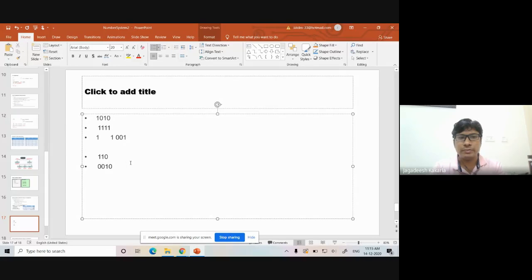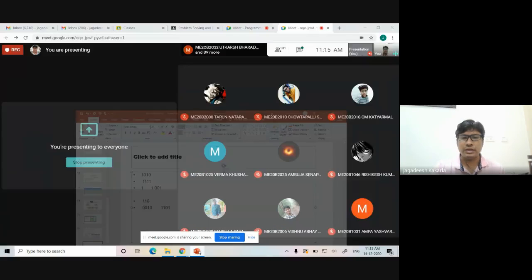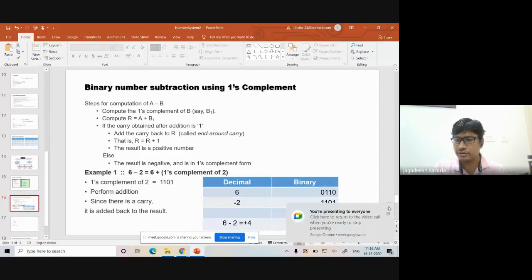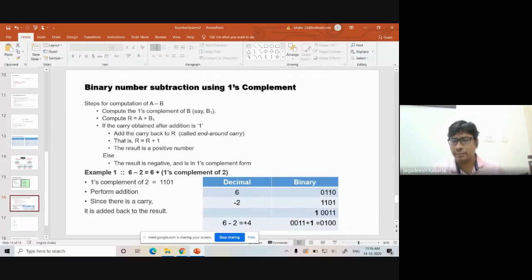What is the 1's complement? If it is 0, 1, 0, 1, 1, 0, 1. That is what I have kept here. Okay. Sorry, there is a disturbance. So I kept the 6 and I kept the -2 in 1's complement form.